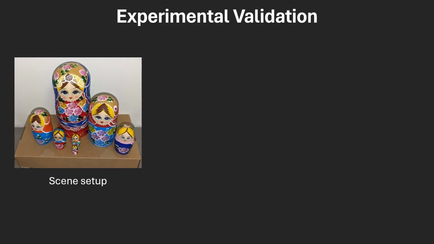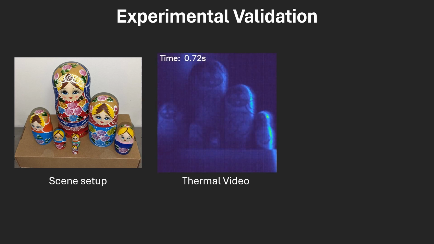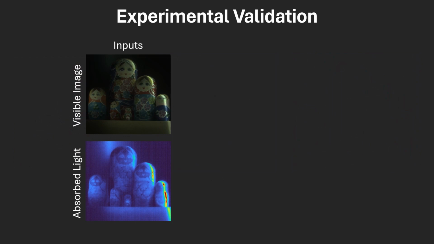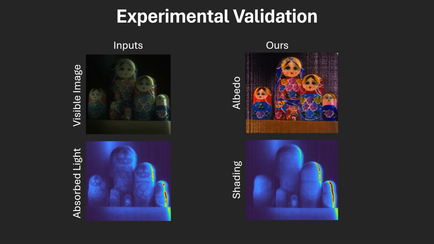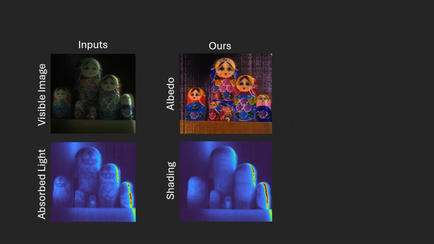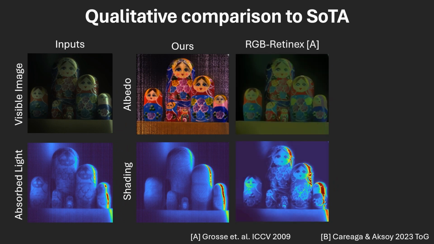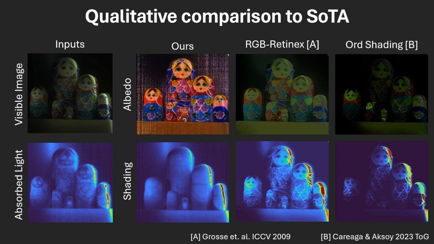We experimentally validate this theory using a co-located setup of visible and thermal cameras. Using only a short 3.5-second thermal video, we compute the absorbed light intensity at each pixel. Notice that both the albedo and shading components are present in the absorbed light. Using the visible image and the absorbed light, we compute the albedo and shading components using a proposed method. We compare the results against state-of-the-art algorithms.